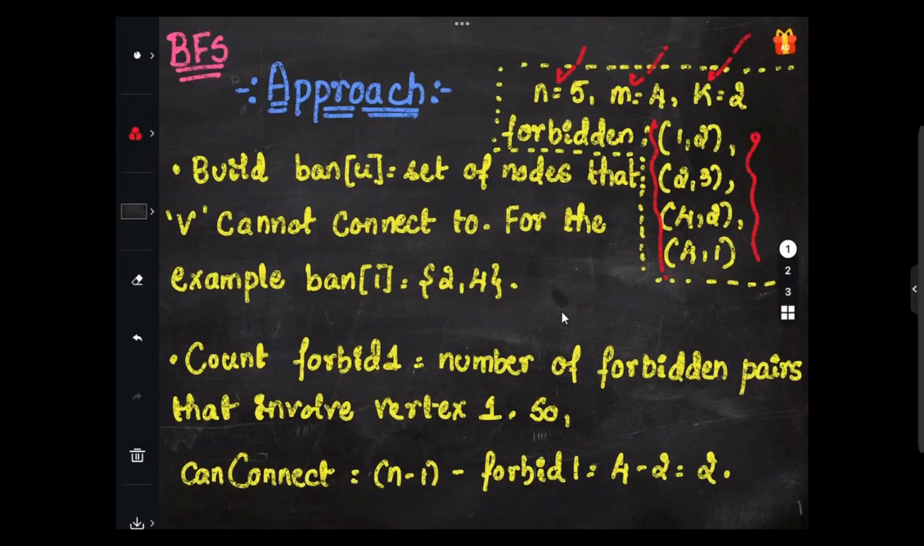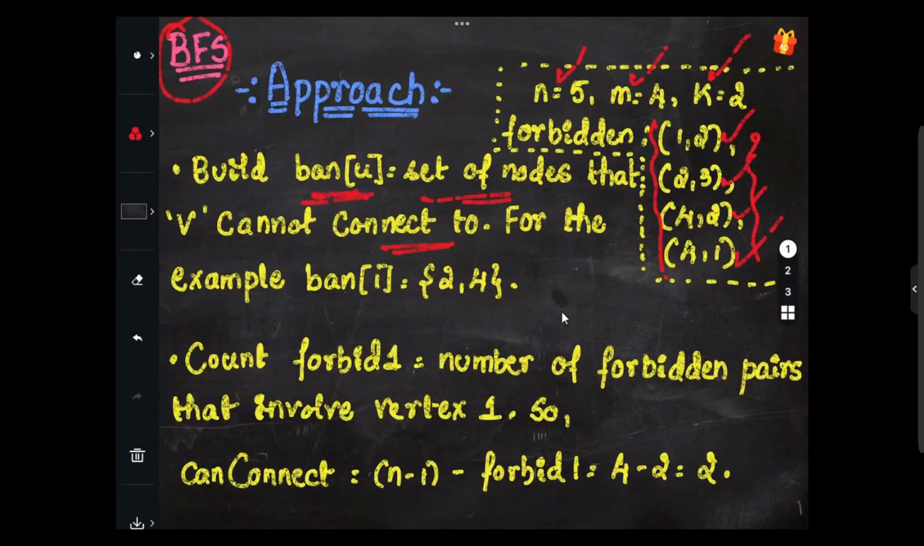One more thing that we need to observe here is we will be going with a BFS to solve this particular problem. So we'll be making use of the breadth first search mainly to solve this problem. The first point here would be we'll be building ban of u that is equivalent to the set of nodes that we cannot connect to, meaning forbidden edges. Forbidden edges, so this one 1 2, 2 3, 4 2 and 4 1.